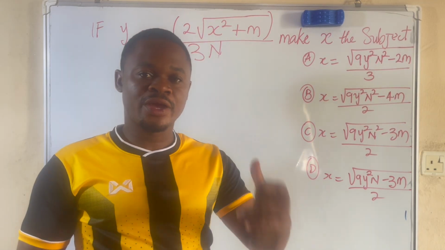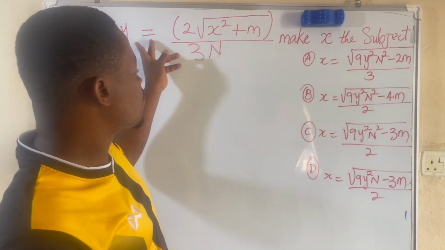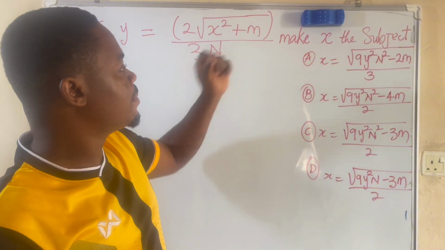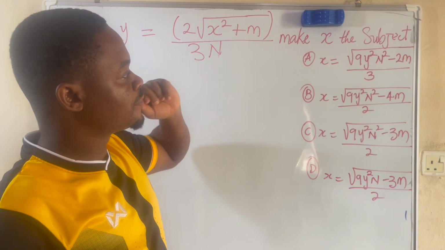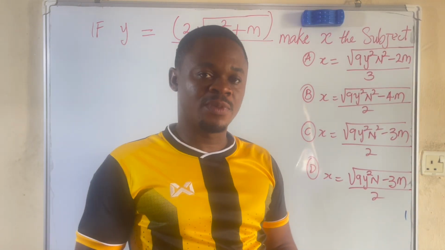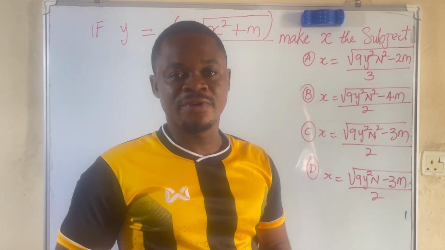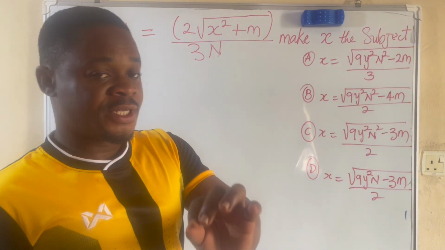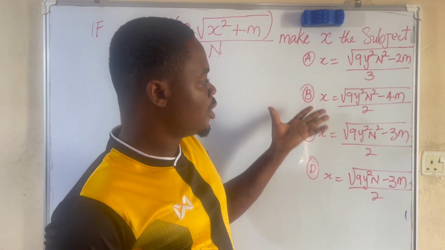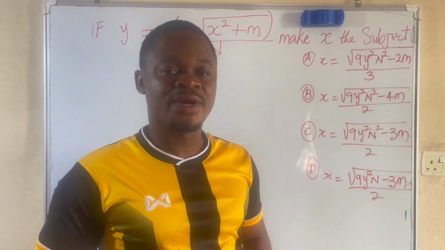We have this WAEC question on the board. The question says that y is equal to 2 root x raised to the power 2 plus m, divided by 3n. And it's saying that we should make x the subject of the formula. So we should make x equal to the other variables. In this question, we were given these options: option A, option B, option C, and option D. So let's solve and check if we'll get the right answer.